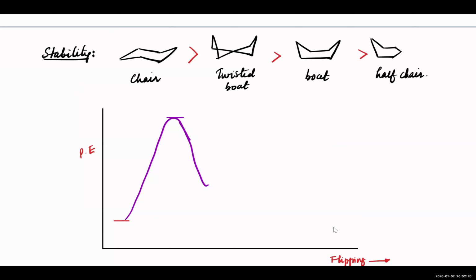So this is the twisted boat. From twisted boat, it becomes boat. Again, it becomes twisted boat. From twisted boat, again, it becomes half chair like this. And from half chair, it finally becomes chair. Correct? This is the way in which the energy has been observed. Everyone clear?